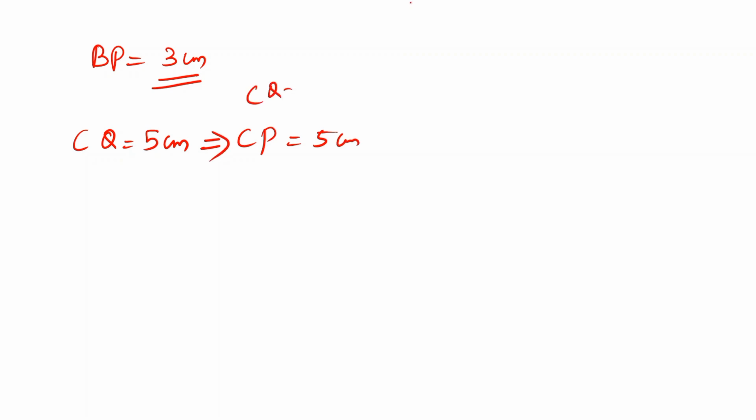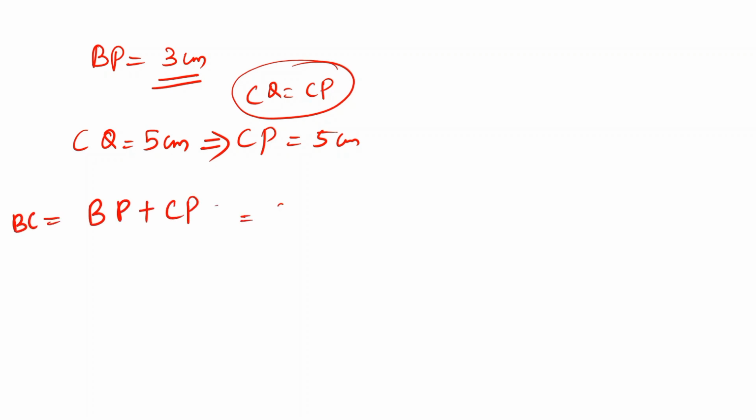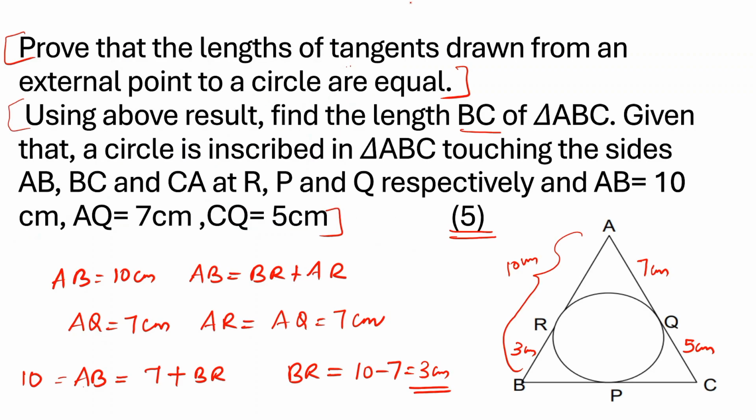So definitely BP is equal to 3 centimeter. And as CQ is 5 centimeter, it is equal to CP. That is also 5 centimeter because CQ equals CP. So you got BP plus CP. This is actually BC, correct? 3 plus 5, 8 centimeter. I hope you understand. BC is 8 centimeter. That is the question.